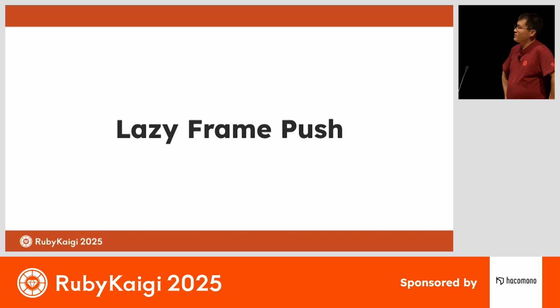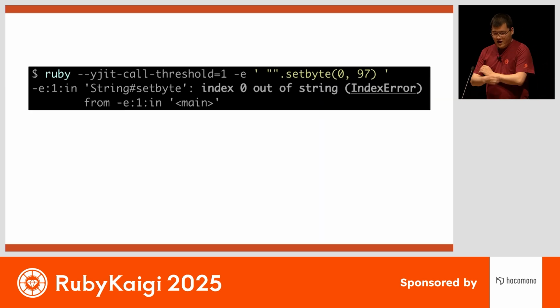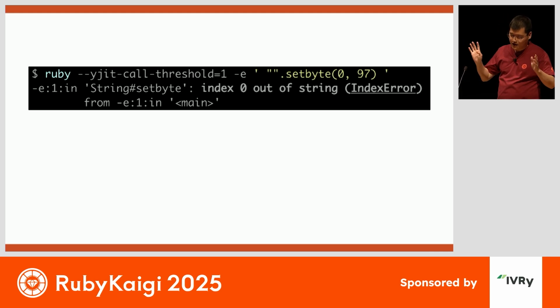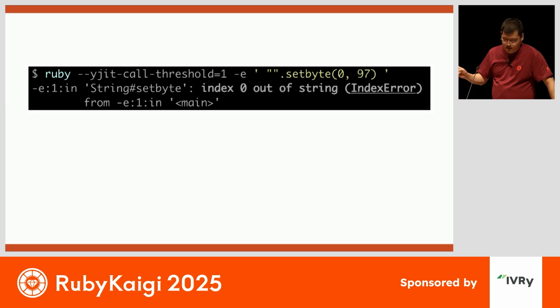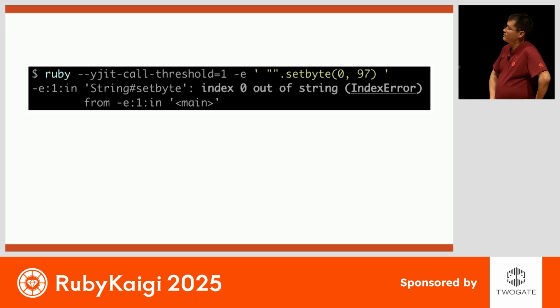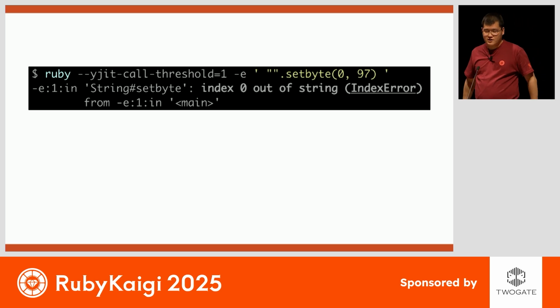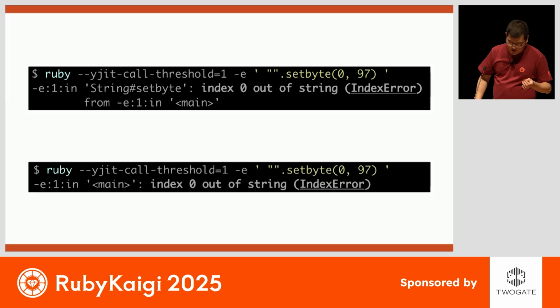The next thing I want to talk about is lazy frame push. With this example, we have the empty string and setByte 0, just the letter A. Because the empty string doesn't have any length, you can't set the character at index 0 because the length is 0. So it should raise an exception like index 0 out of string. But YJIT optimizes this string setByte method. So we could make it behave like this.